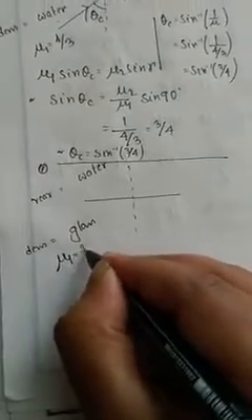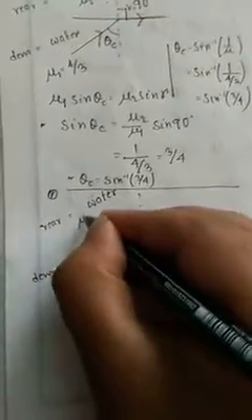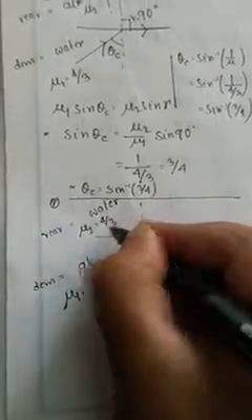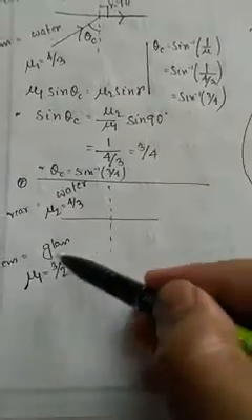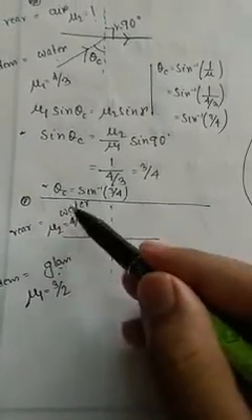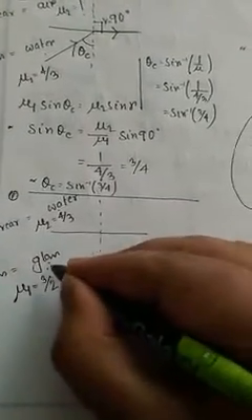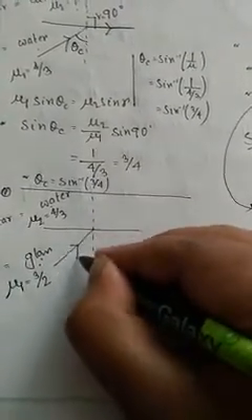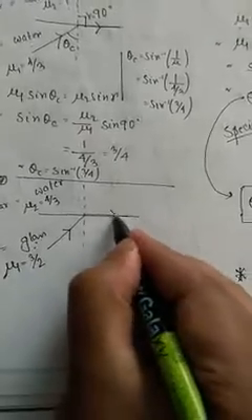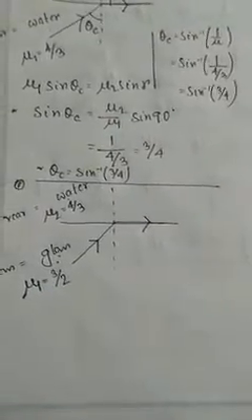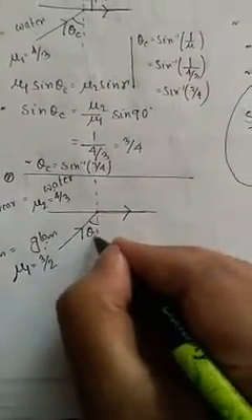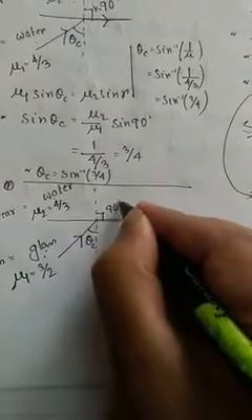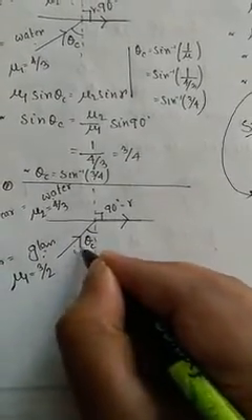Here mu1, let's say 3 by 2, is given, and this is mu2, which is 4 by 3. As I told you, light must go from denser to rarer. Here glass is denser and water is rarer. So let's say a ray of light is coming here and passing through this. This is theta c, this is 90 degrees, this is r, and this is i.